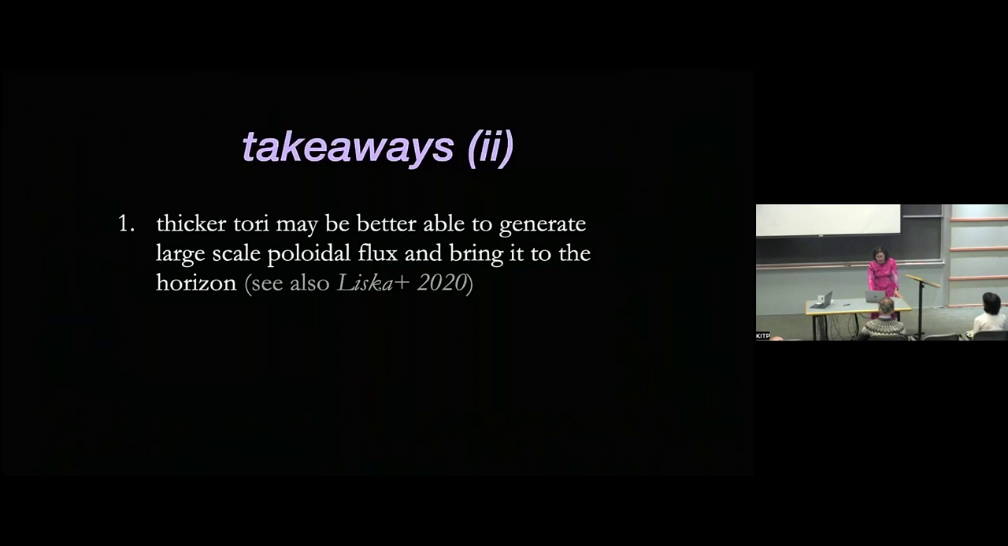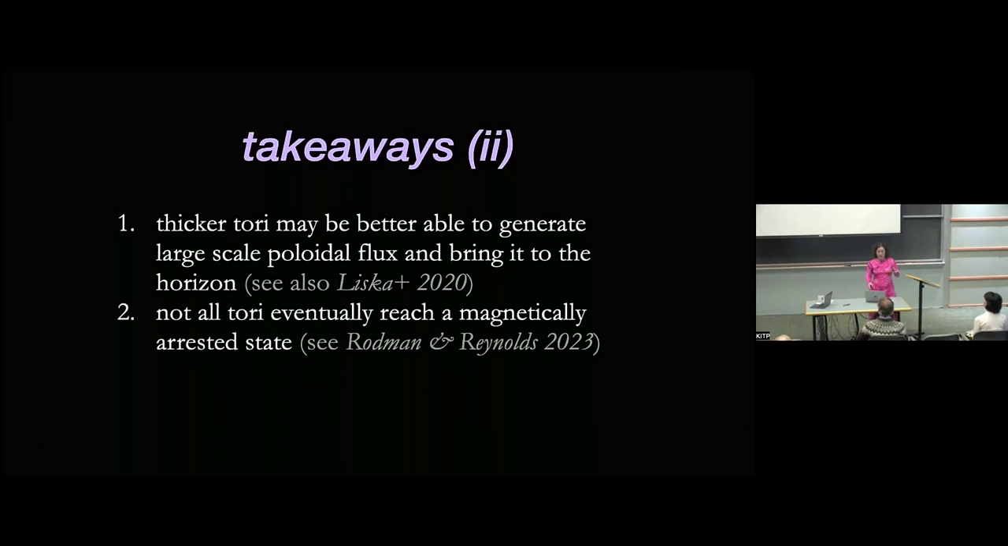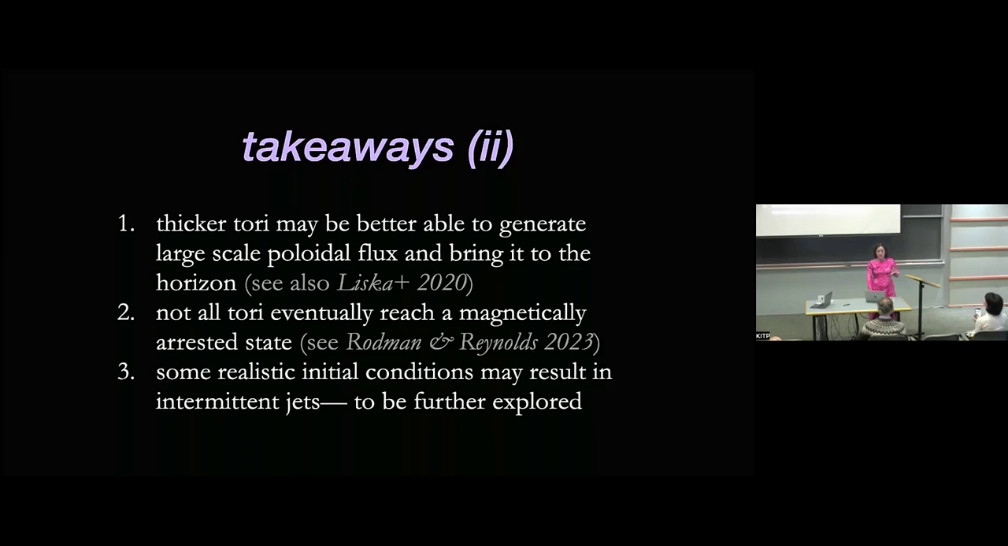So I'll just end this section by saying that you may be able to better generate large-scale poloidal flux with some disk solutions than others, in particular this thicker Fishbone-Moncrief one, and that's consistent with what's suggested in the Liska paper. And it doesn't seem like all tori, depending on their initial conditions, can reach this magnetically arrested state eventually, which is consistent with what Chris and Peyton found. And you may get these sort of intermittent jets, and that's to be further explored.